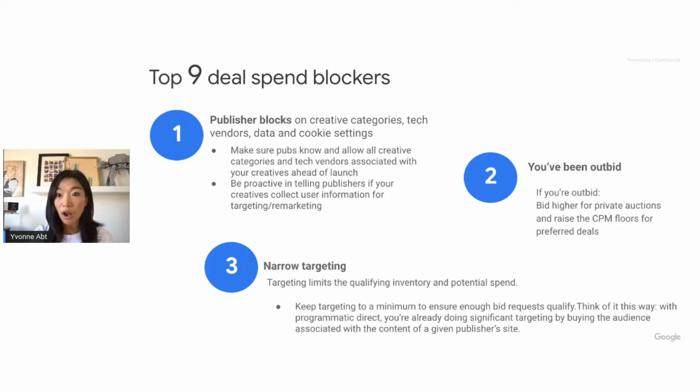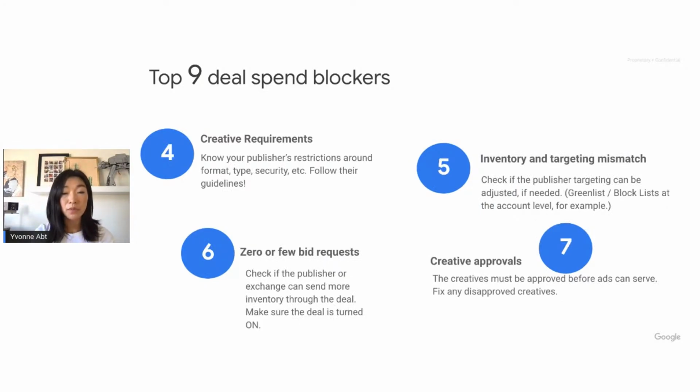One very common deal blocker is that you've been outbid. Check to make sure that you're not bidding much lower than floor, for example, to make sure you're starting to win those bids. Here are some other examples. You may be targeting video inventory, but your creative has a VAST tag, while your inventory sources are mostly VPAID. So make sure that what you're delivering in terms of creative is matching what your inventory requirements are.